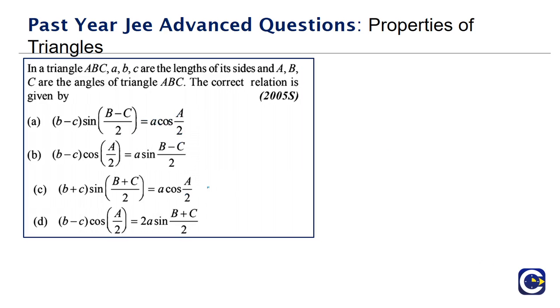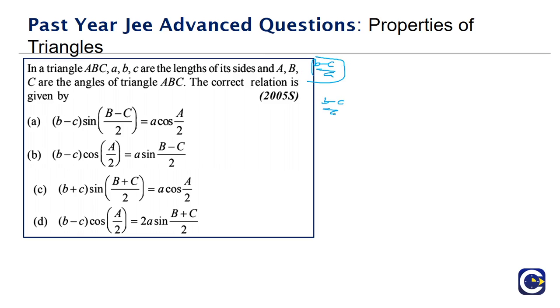In triangle ABC, a, b, c are the lengths of its sides, and angle A, angle B and angle C are the angles of the triangle ABC. The correct relation is given by. So if you consider, in every option there is something like the fraction (b minus c) by a. So let us take that and we'll proceed with that and see the outcome.